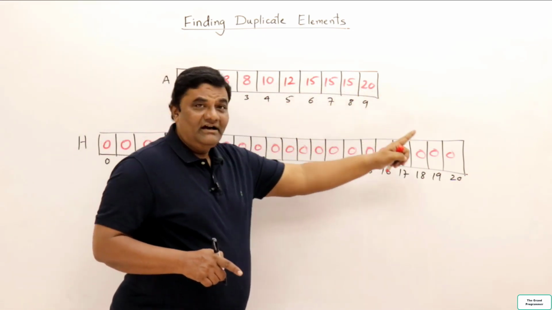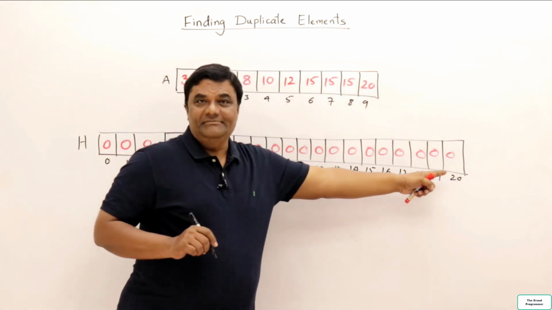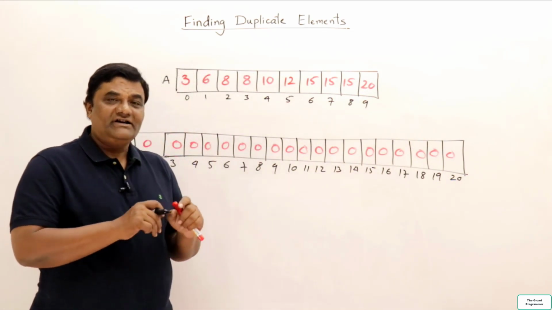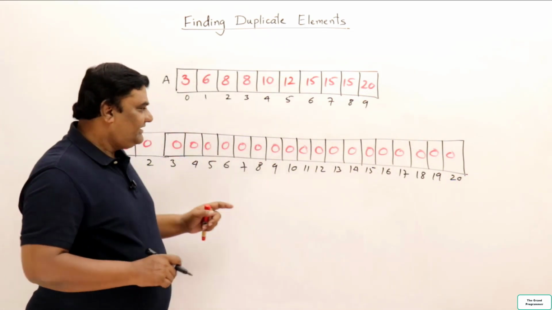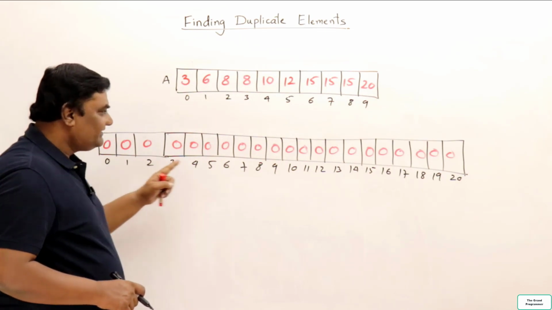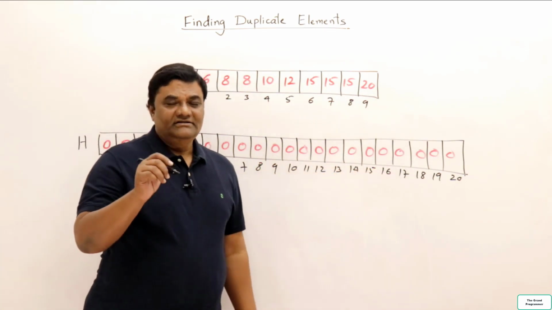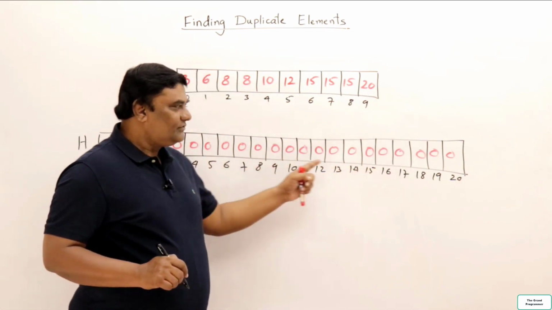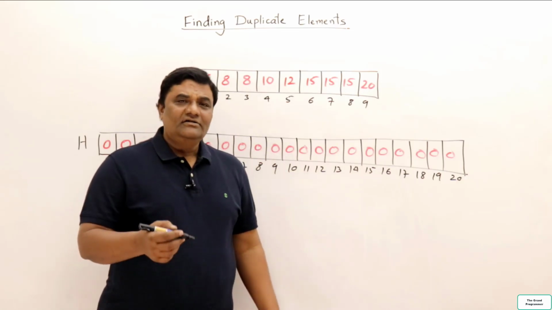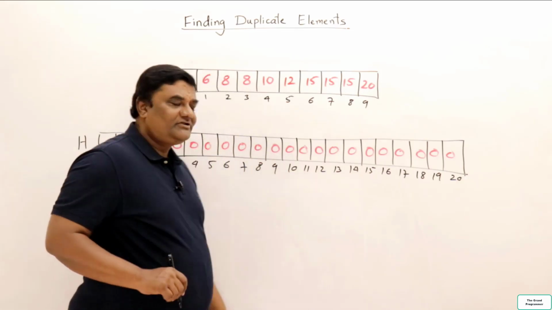So if it is 20, I must have an index 20, remember this. So I should create an array of size 21, right? Then I get the starting index as 0 and the last index as 20. Then next, this should be filled with zeros. Yes. Then what is the procedure? Let us look at the procedure.